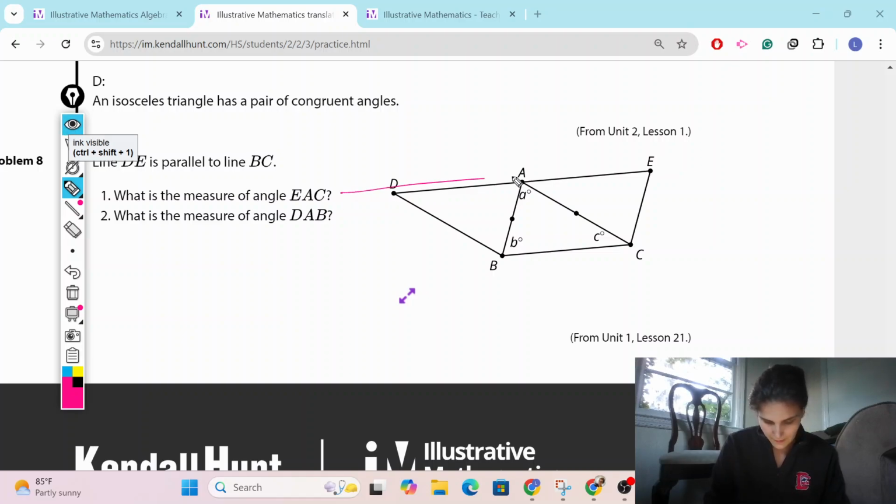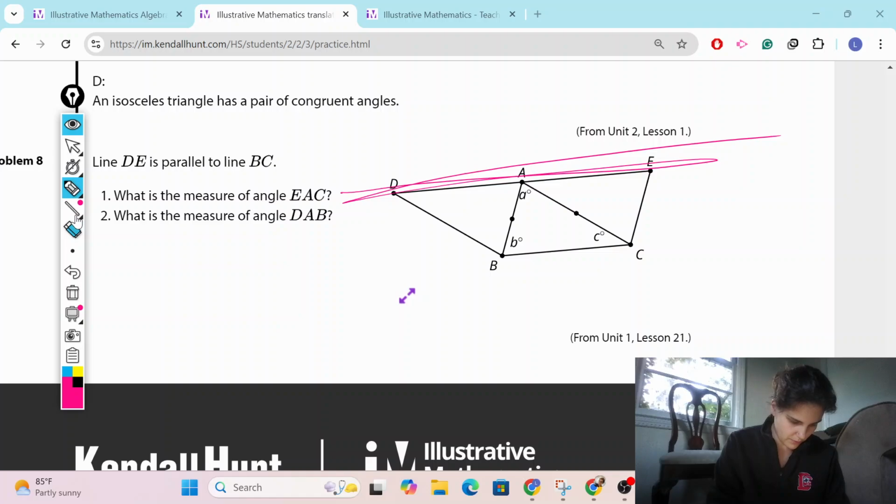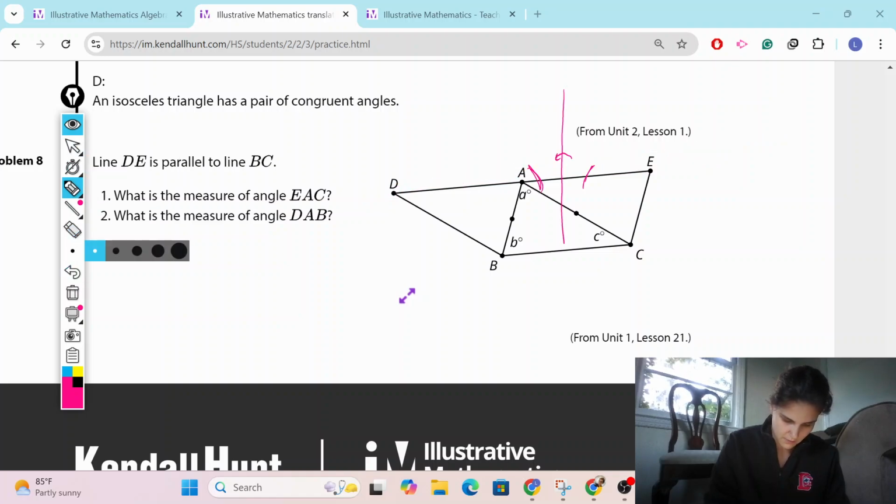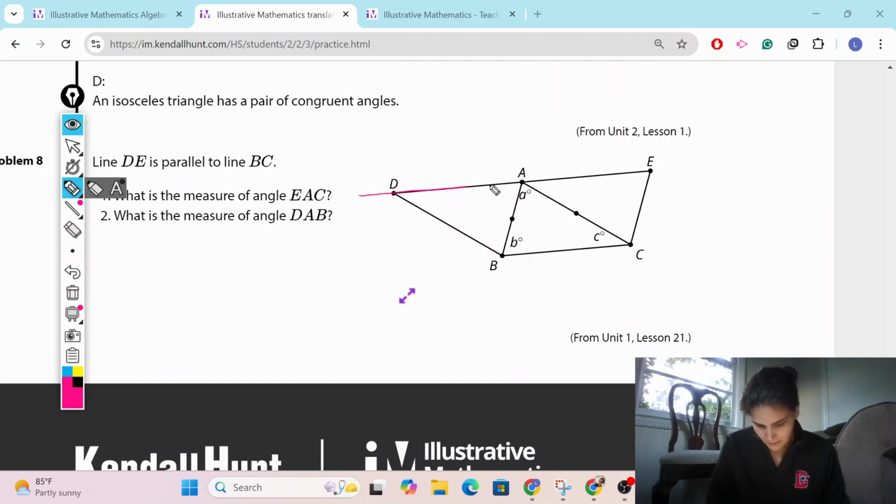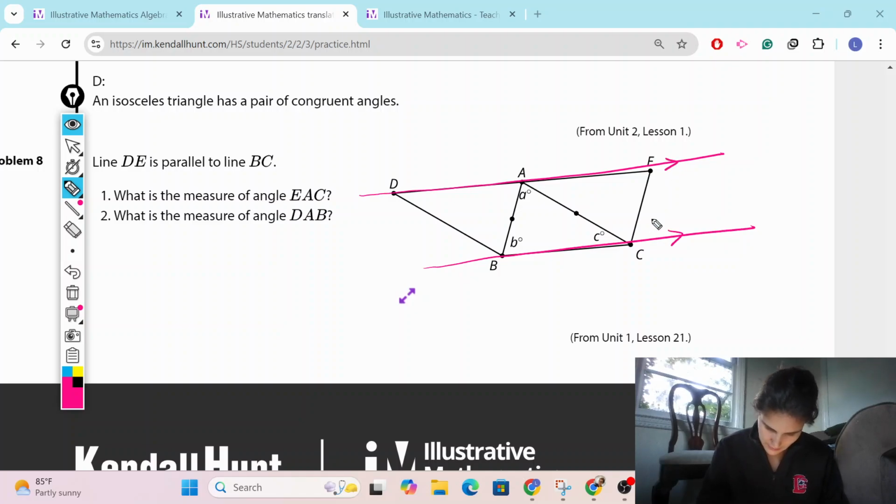So DE, I always like to trace it. Well, that was too many lines. So we have DE. That was too many deletes. Is parallel to line BC. So I'm going to draw little arrows to denote that they're parallel. What is the measure of angle EAC? E, where's the E? That's the E up there? Yeah, that's the E. EAC. So I want to know the measure of this angle right here.